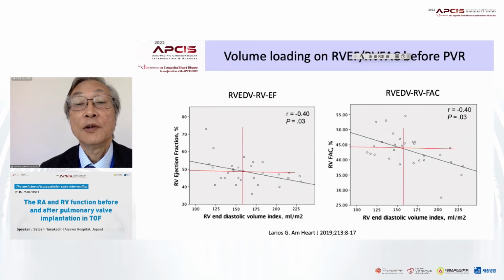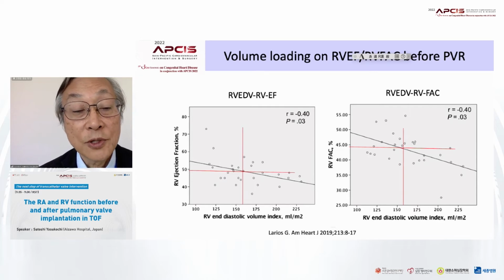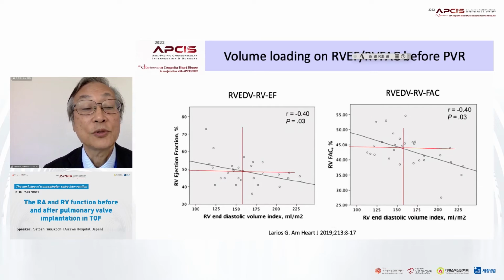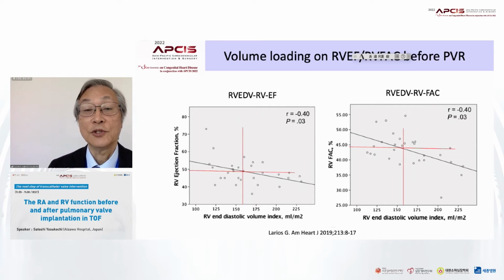Volume loading, the effect of the volume loading on the RV ejection fraction and fractional area changes before the PVR. The vertical axis is ejection fraction and also fractional area change. The transverse axis is RV end-diastolic volume before the PVR. So the larger the RV end-diastolic volume, the lower the ejection fraction and fractional area change.